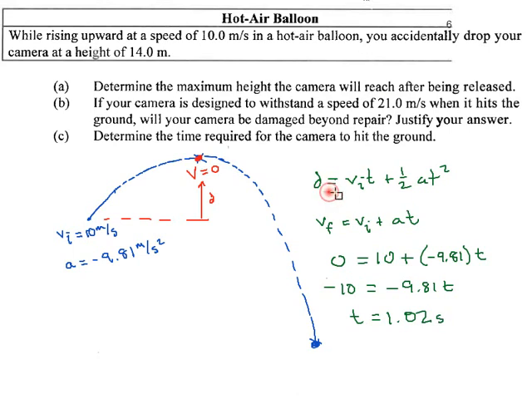Now that we know that, we can go to this distance formula and see how much we've risen. That distance would be VI, which is 10t plus 1/2 A is -9.81, and then we have 1.02 for the time, and don't forget to square it. So if we do all that, 1.02 squared, enter that wrong, try again, times 1.